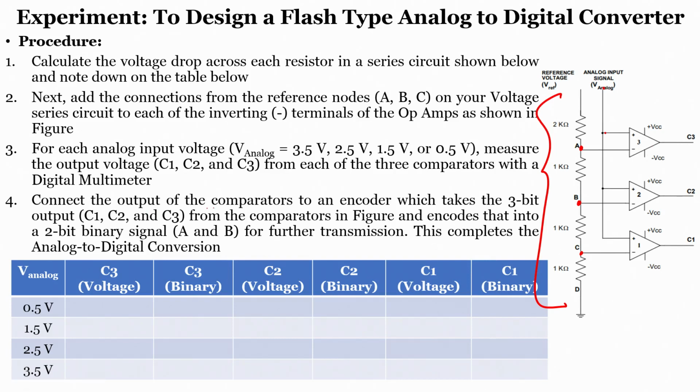Now you can connect the output of comparators to an encoder, which takes the 3-bit output C1, C2 and C3 from the comparators in the figure and encodes that into a 2-bit binary signal A and B for further transmission. This completes the A to D converter.